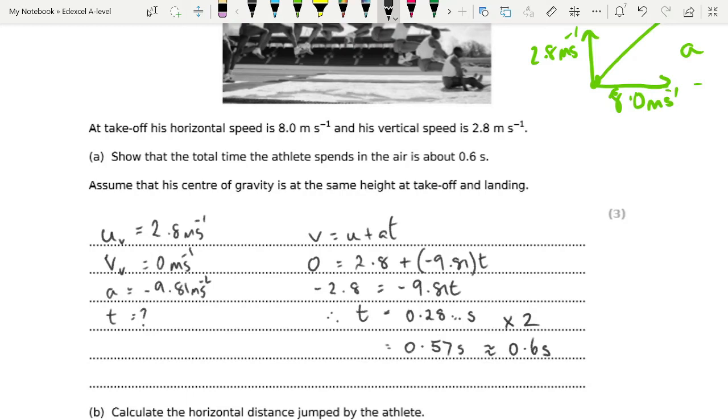And finally, because they asked us to show that it's about 0.6 seconds, you must give at least one more significant figure than 0.6 in your calculated answer. And it's always a good idea to put in "approximately equal to", like I did here, approximately equal to 0.6, just to finish it all off.